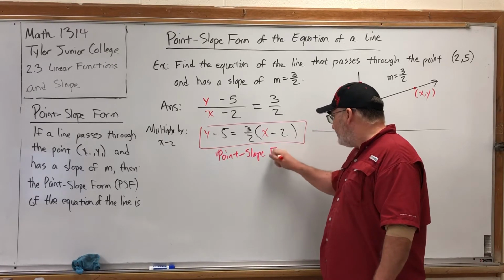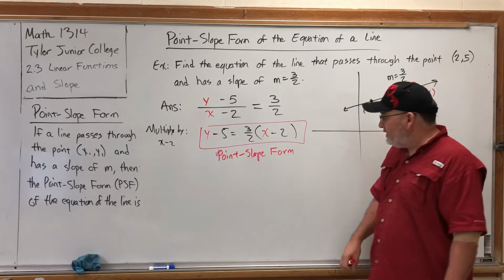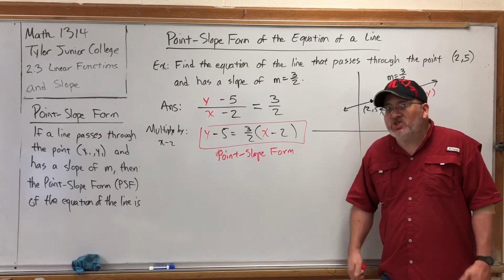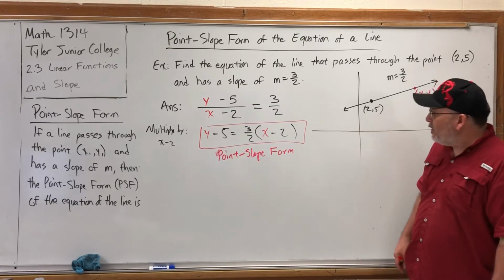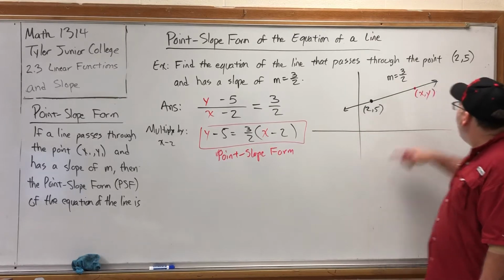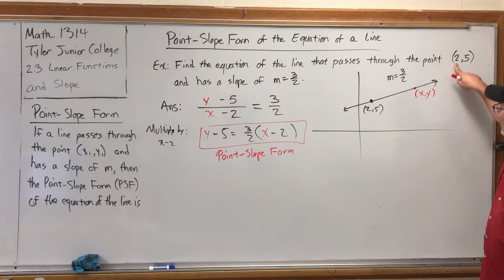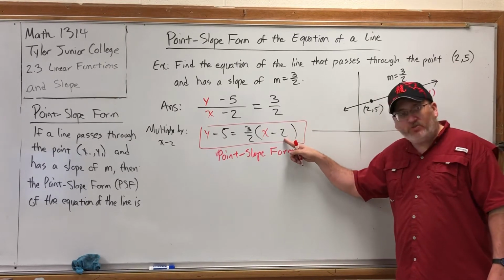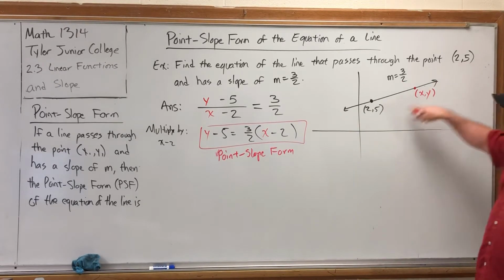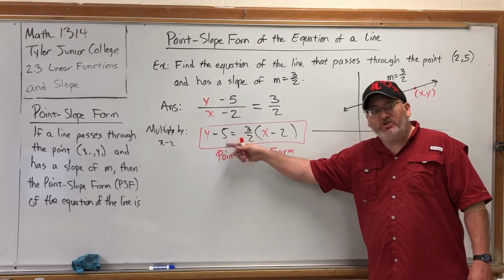And if you'll notice, this equation still has the point's coordinates and the slope intact. The slope was 3/2 and it's sitting right here. The x-coordinate of the specific point was 2 and it's sitting right here after the subtraction sign. And the y-coordinate of the given point was 5 and it's still sitting right here after the subtraction sign.